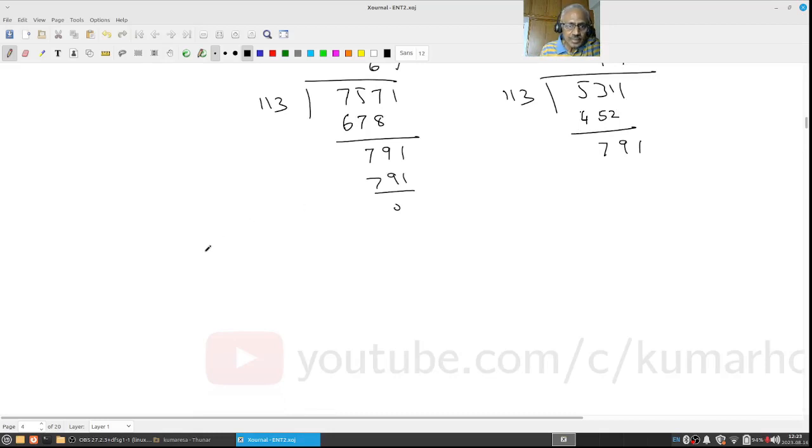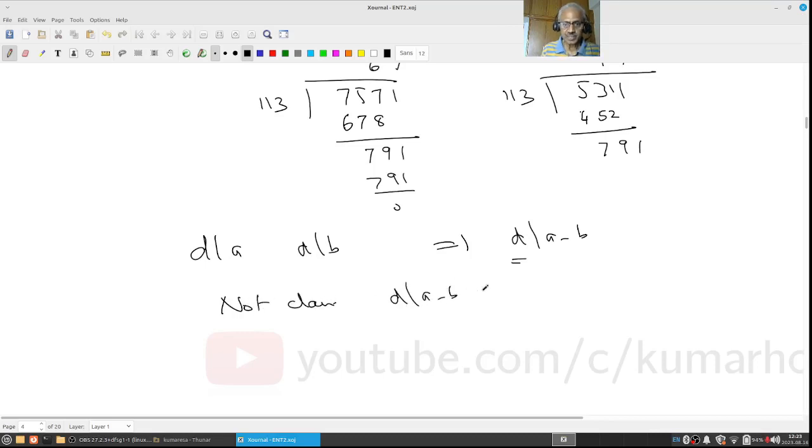Notice that when D divides A and D divides B, that implies D divides A minus B, therefore it's a divisor of A minus B. We do not claim the converse: D divides A minus B implies D divides A and D divides B. So we do not know, it is a hit or miss. Please understand the logic carefully. Because if I take A equal to B, then A minus B will be 0. Therefore any integer D divides 0, right? If D is any non-zero integer, then D always divides 0.